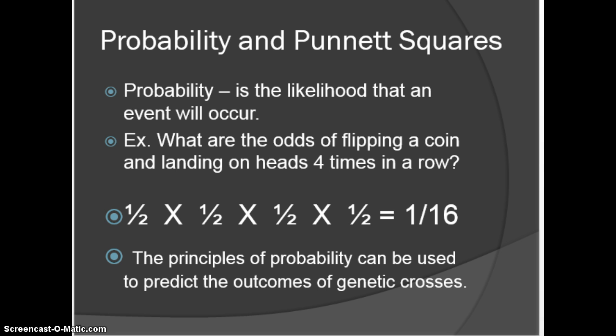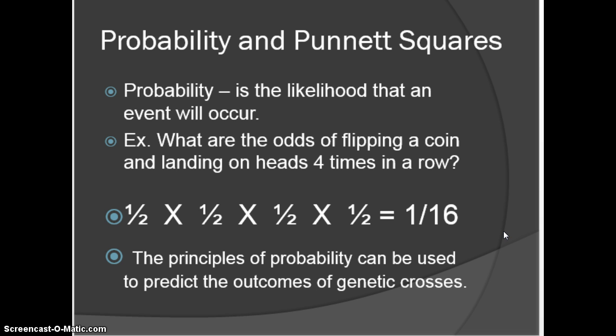So when we think of an example here, what are the odds of flipping a coin and landing on heads 4 times in a row? Well, if you flip a coin, you really only have 2 options. It's going to land on heads or tails. So the probability of the first flip is 1/2. If we multiply that by the probability of landing on heads in the second, that's also 1/2. So we're going to do this 4 times, and we end up with a 1 in 16 chance that flipping a coin will land on heads 4 times in a row.